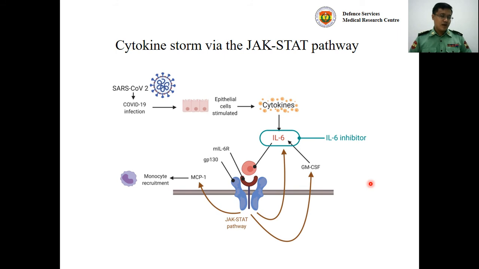This slide illustrates targeting the cytokine storm via the Janus kinase and signal transducer and activator of transcription pathway inhibitor. During a cytokine storm, there is an increase in the level of interleukin 6, which forms a complex with the membrane-bound interleukin 6 receptor to add on glycoprotein 130, which regulates the level of monocyte chemoattractant protein 1, interleukin 6 and granulocyte macrophage colony stimulating factor.